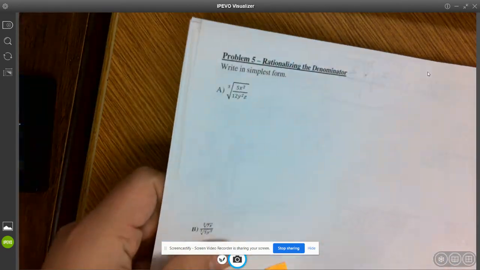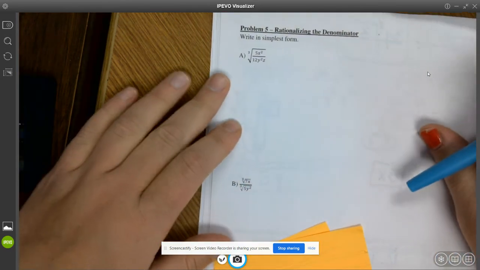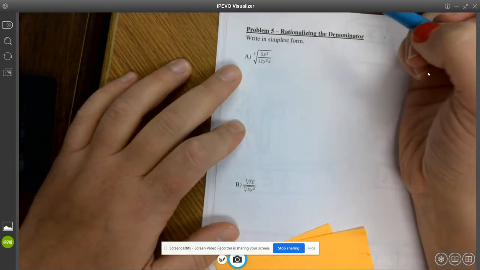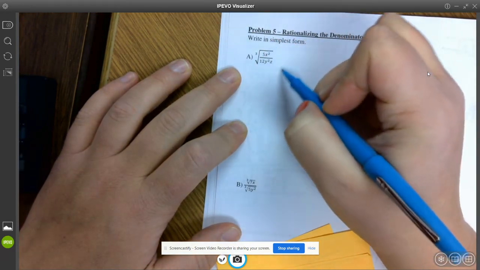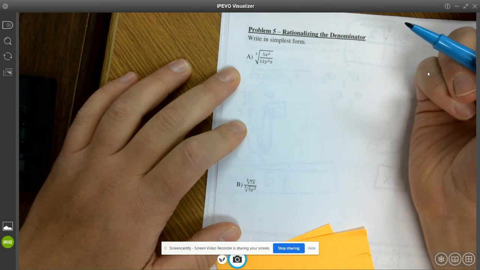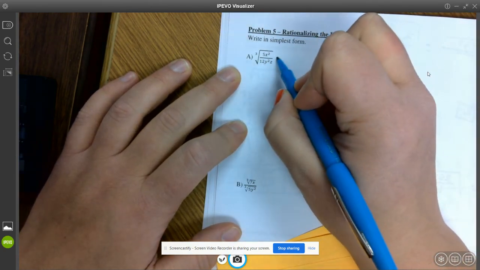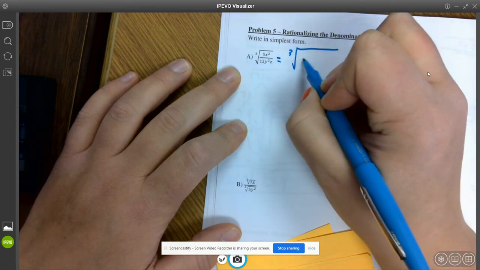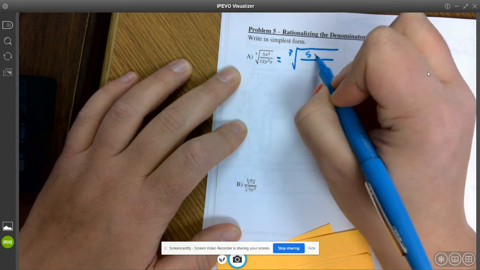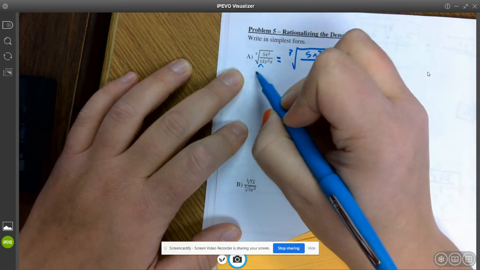So we're going to start with A. Oh my gosh, this looks a lot more complicated, but it's not. First, I look to see, can I simplify this anywhere? No, I can't. However, I am going to look at 12. I'm going to rewrite 12. So this is the cubic root of 5x squared. And I'm going to rewrite 12 as imperfect squares.